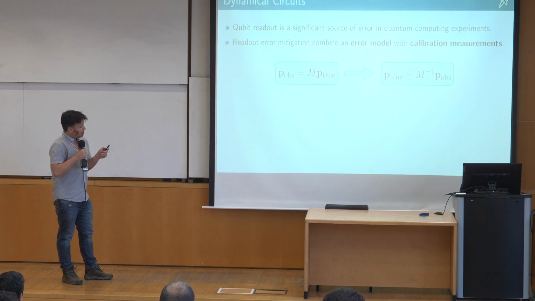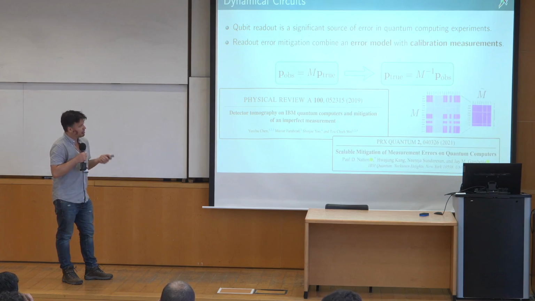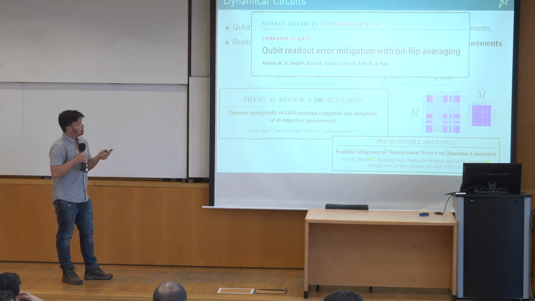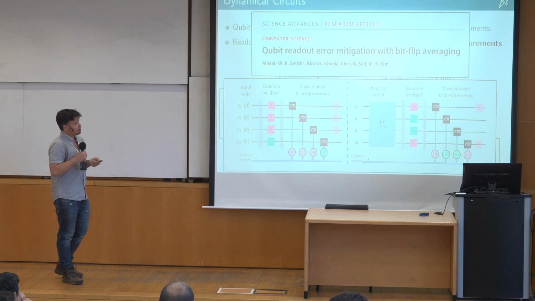The problem is that most of the time it is difficult to obtain this M matrix, because it's a complicated matrix. Because usually the errors will be correlated. So it is actually not scalable to obtain this M matrix. Of course, there are techniques that we can use in order to make this problem simpler. For instance, there is this M3 idea that we can reduce the dimension of the M matrix. Or, as was discussed previously, we can also do this bit flip averaging, which is a type of randomized compiling for measurements, where we can simplify drastically this M matrix. And then the problem becomes scalable.